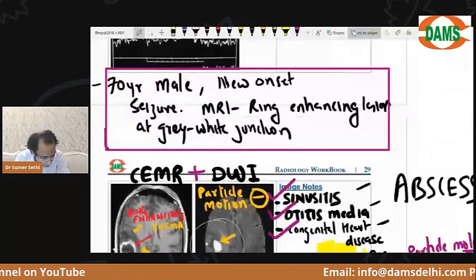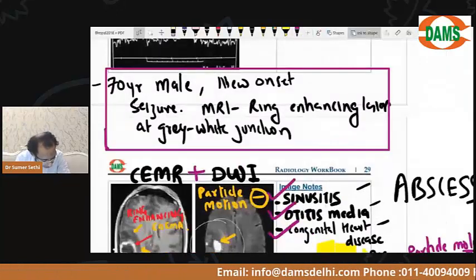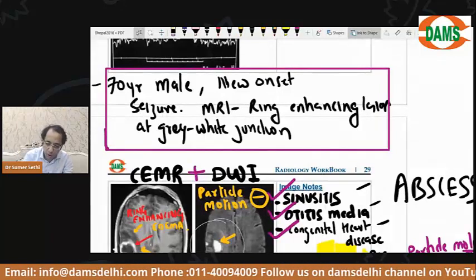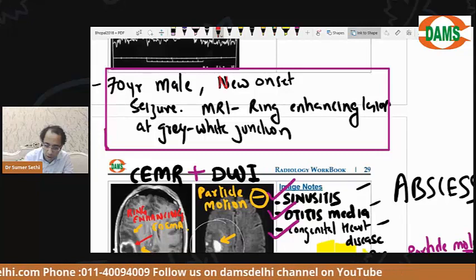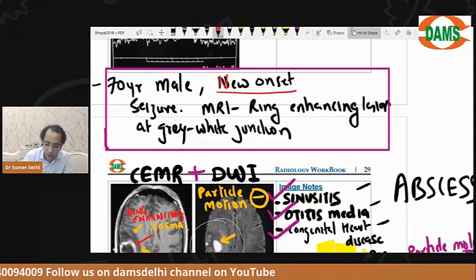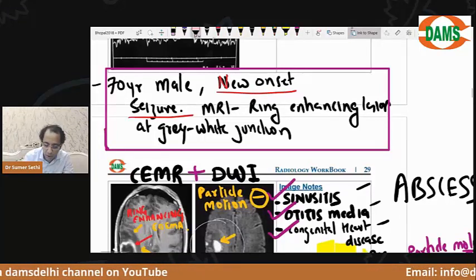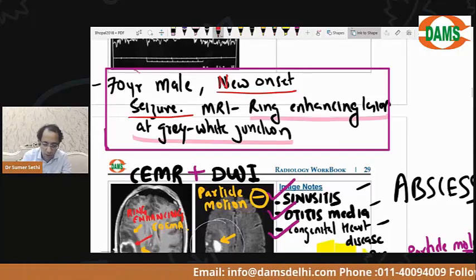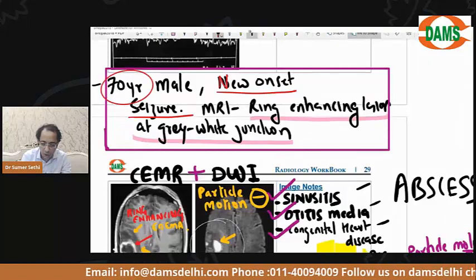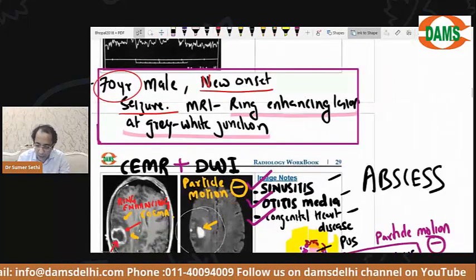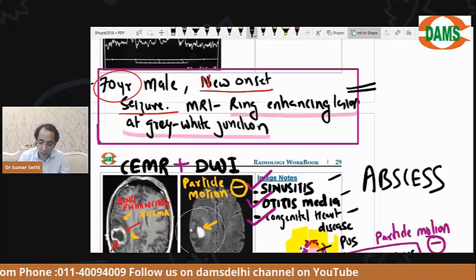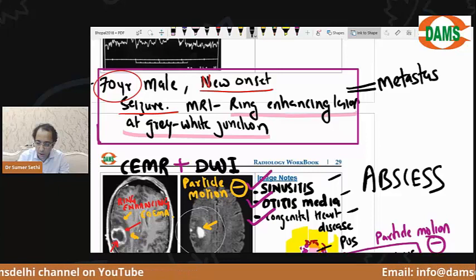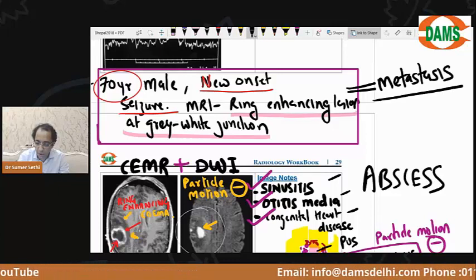Okay, 70-year-old male with new onset seizure. MRI shows a ring enhancing lesion at gray-white matter junction. Okay, look at the age, 70 years. What should I think of? At his age, a ring enhancing lesion might well be a metastatic lesion. It could be metastasis. He is a 70-year-old man, it could be metastasis.